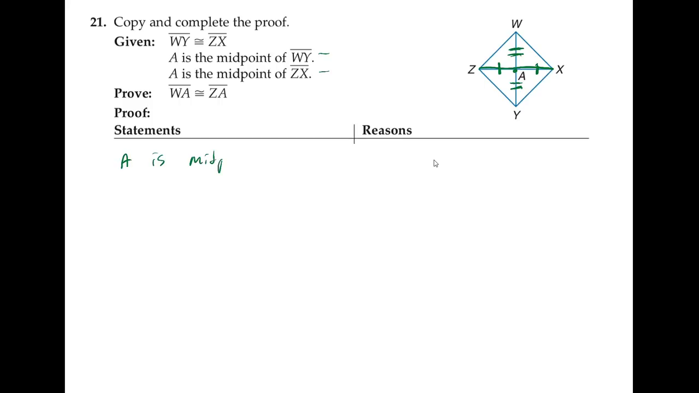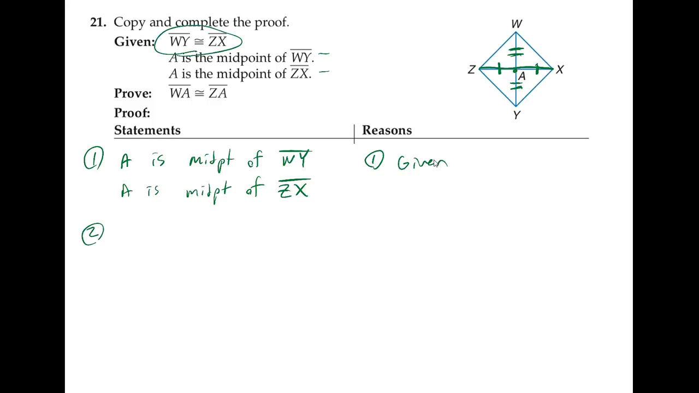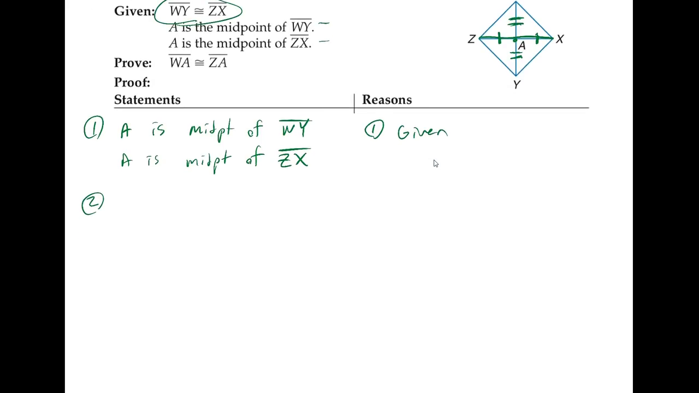A is the midpoint of WY, and A is the midpoint of ZX. Okay, so that's step one. I wrote both of those as step one. They are given. And then I'm going to use both of those. I'm not going to use the other given yet. I'll save that for when I'm going to use it.